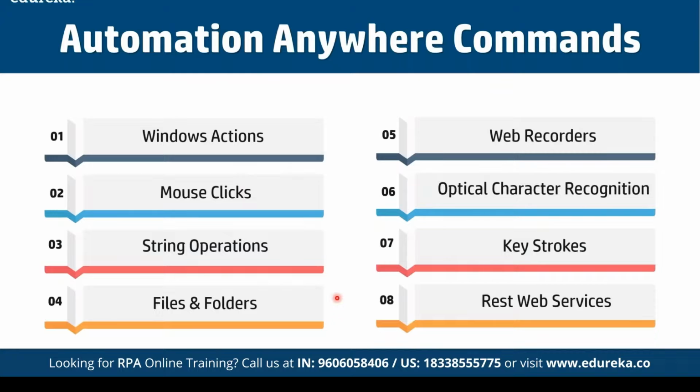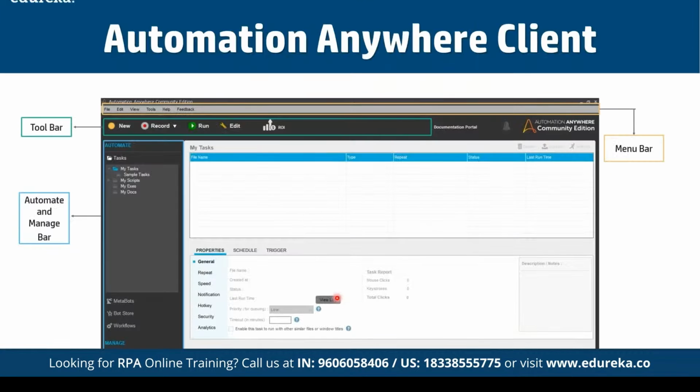These are the common Automation Anywhere commands that you see over here, right? So there are Windows actions, mouse clicks, string operations, files and folders, web recorders, OCR, keystroke, REST web services. Then over here we have Automation Anywhere clients. Yeah, so this is how the version 11 Automation Anywhere client looks.